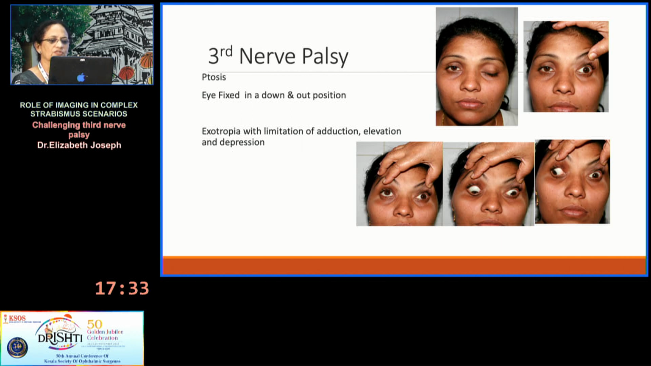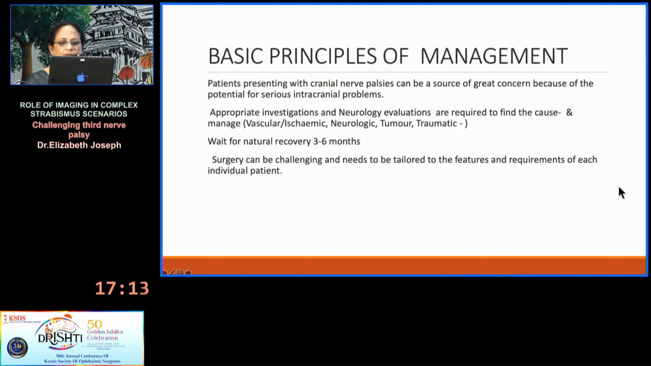Now coming to the clinical features of third nerve palsy, as we all know, the patient presents with ptosis. The eye will be fixed in the down and out position, and there will be exodeviation. Like in this patient, ptosis is there, the eye is fixed in abduction, and there is defective depression and elevation. You have to think that in third nerve palsy, as in any other cranial nerve palsy, the basic principle is a good neurology workup, imaging is a must, and wait for 3 to 6 months for recovery, and after that, if there is no natural recovery, then only do the surgery.